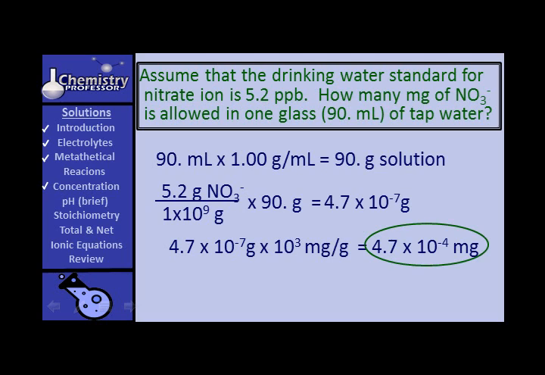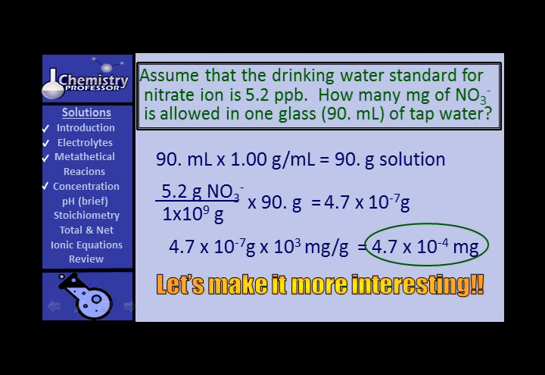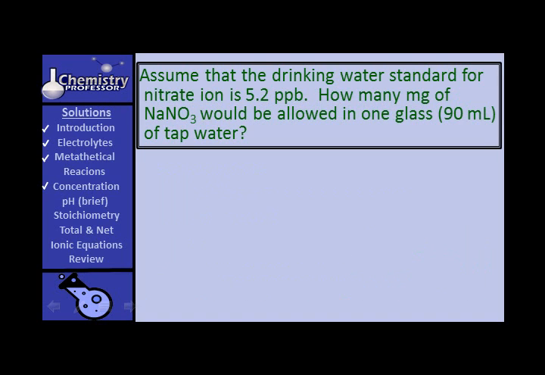Now, that said, let's make it more interesting. Same problem with a small change. Assume the drinking water standard for nitrate ion is 5.2 parts per billion. How many milligrams of sodium nitrate would be allowed in one glass, 90 milliliters of tap water?